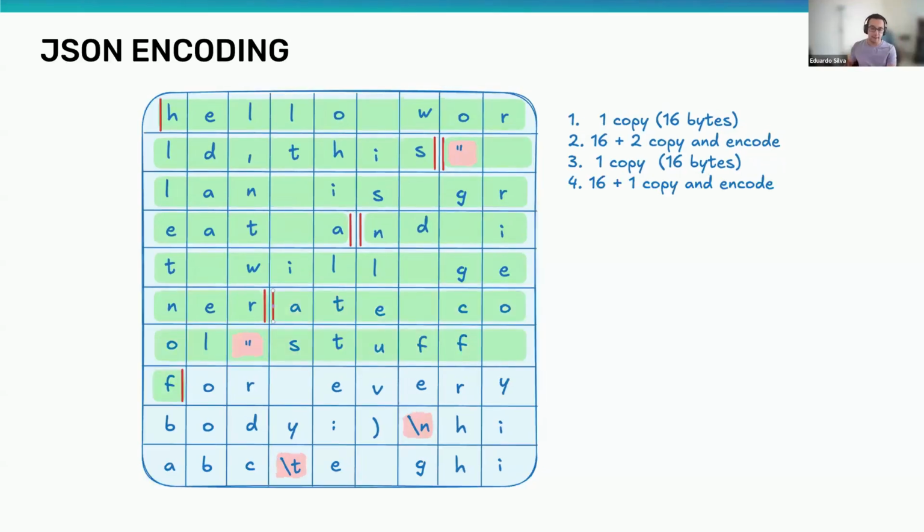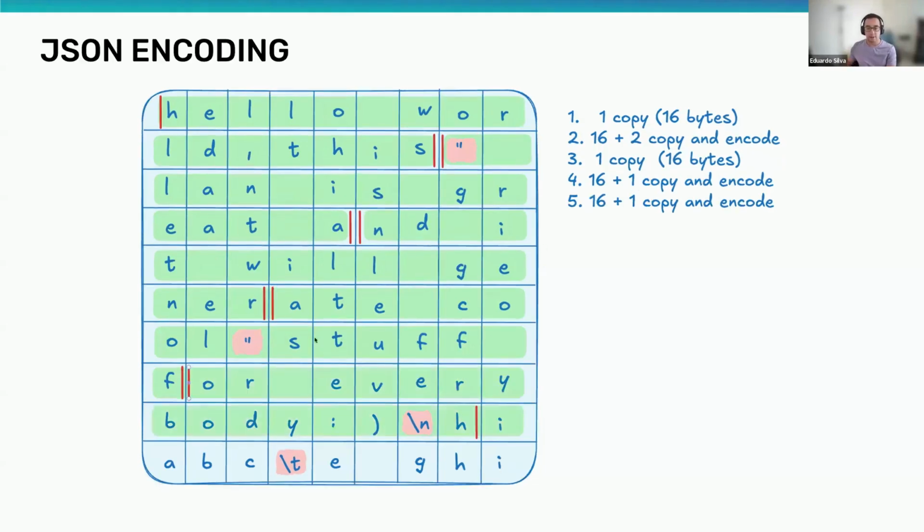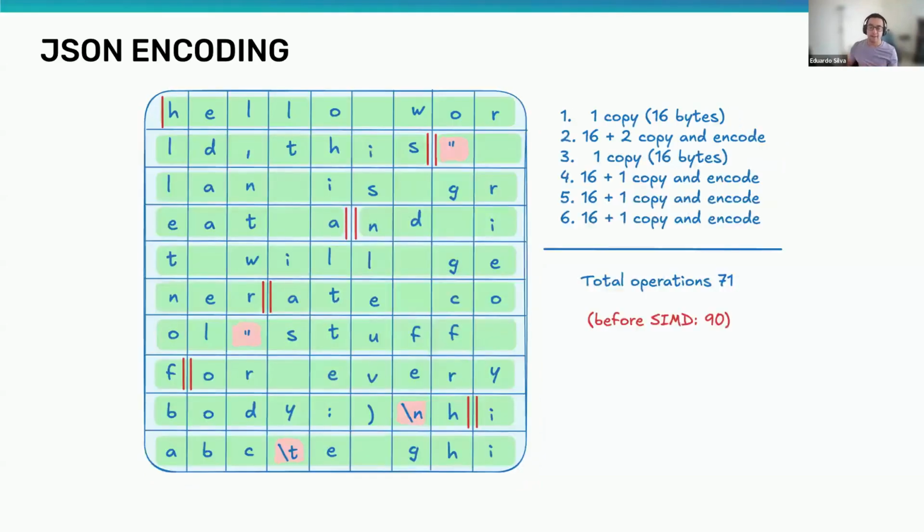In the next one, yes. We got one character that needs to be escaped. In the next one, there's also a character that needs to be escaped. So we're doing a very conservative test here, where there are characters that need to be escaped until it ends. In total, if we were not going to implement SIMD, with the old mechanism, we had to do 90 operations as a minimum, right? But with SIMD, we got that down to 71. Yeah, it's a good improvement, but this is very conservative.